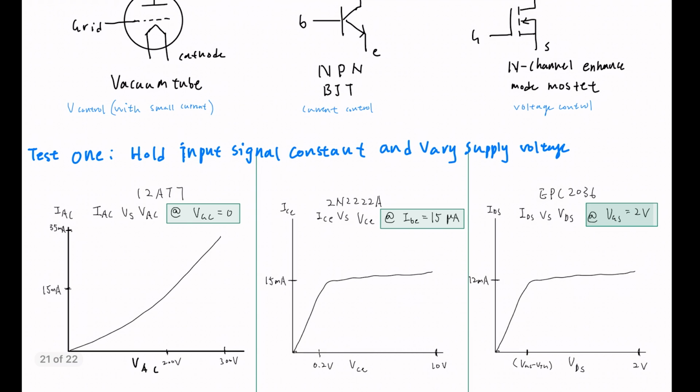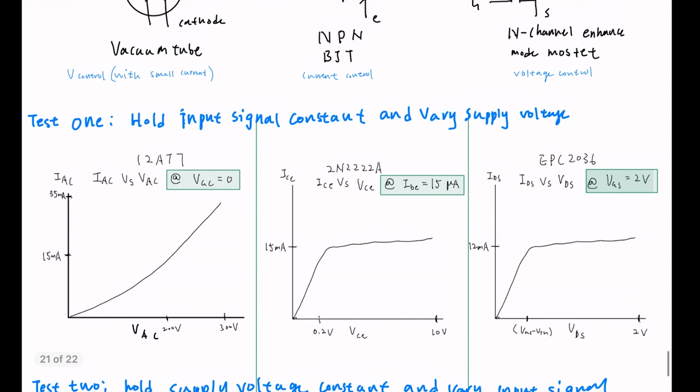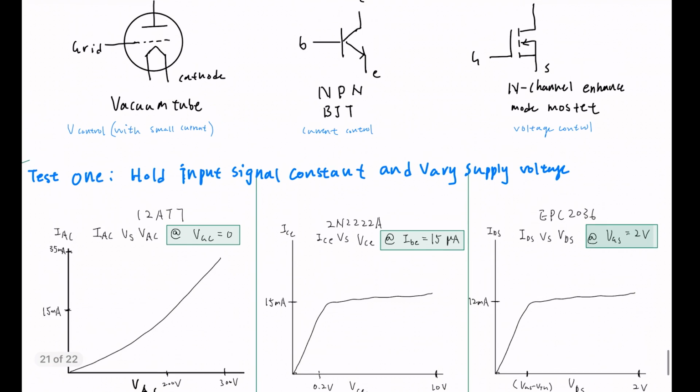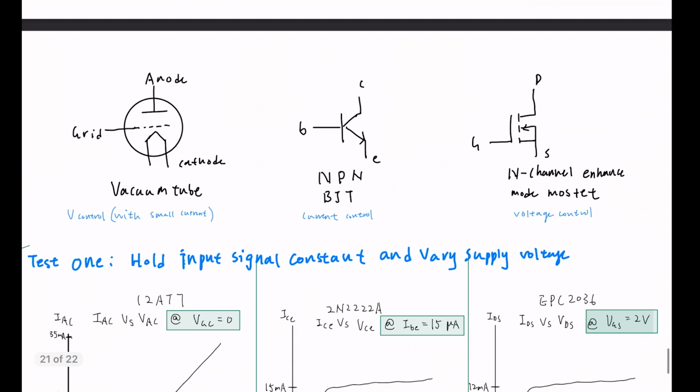Now let's see some of the common parameters. Test 1: in test 1, we are going to hold the input signal constant, and we're going to vary the supply voltage, which means we're going to change the voltage at this point while holding this voltage constant.